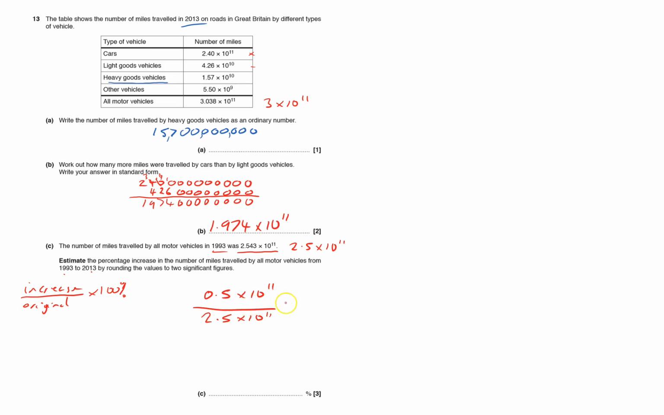And that's a fraction. So I have to change that, times it by 100. And that will give me the answer in percent. Obviously, I can divide top and bottom by 10 to the 11. And I've got 0.5 over 2.5. Well, what I want to do is probably multiply top and bottom by 10, which would give me 5 over 25 times 100%. And 5 over 25 is a fifth, and a fifth times 100 is 20. So the answer is 20% increase. And that's 13 done.